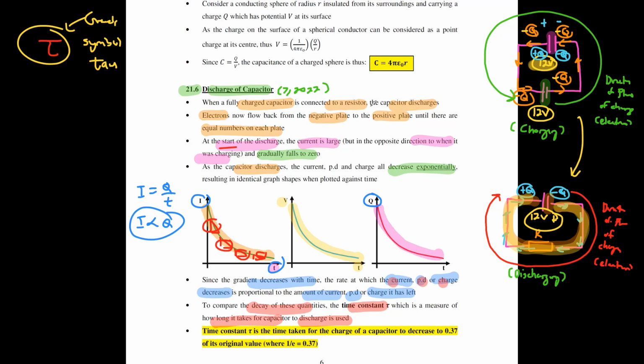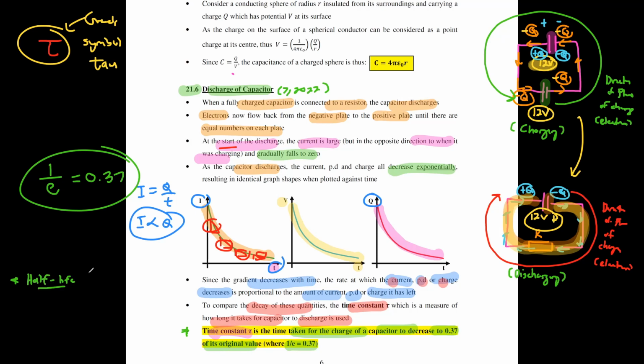Now, time constant in your syllabus is defined as the time taken for the charge of a capacitor to decrease to 0.37 of its original value. Okay, or you can think of that 0.37 as 1 over e. If you use your calculator and divide 1 by e, it's 0.37. Okay. So this definition actually has a very similar meaning to something that you have learned in nuclear physics. If you recall, in nuclear physics, you had something called half-life. Half-life is the time taken for the number of nuclei to decrease to half its original value. That was what you learned in nuclear physics for half-life, isn't it?